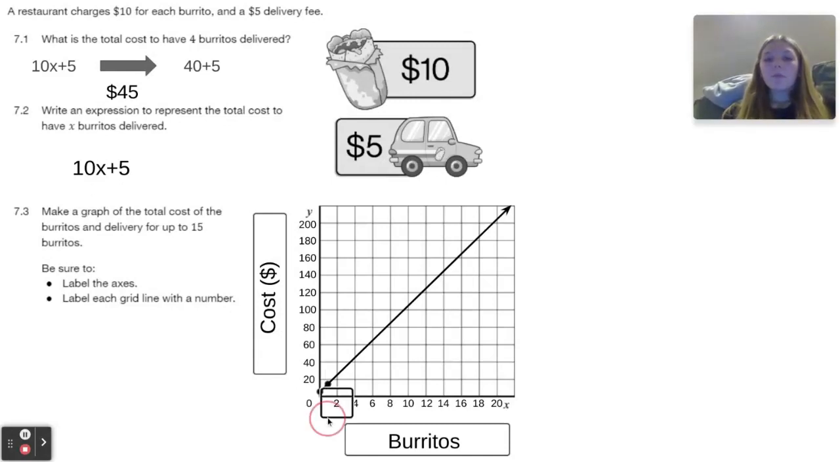Oh no, I keep clicking random things. So for 1 burrito, fill that in: 10 times 1 is equal to 10 plus 5 is equal to 15. And then we draw a straight line across.